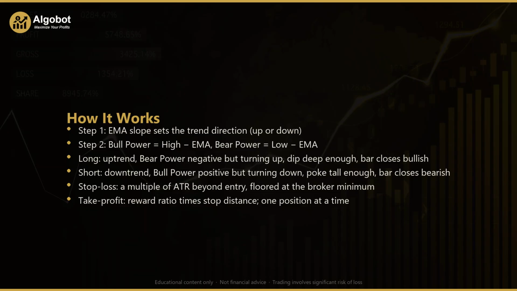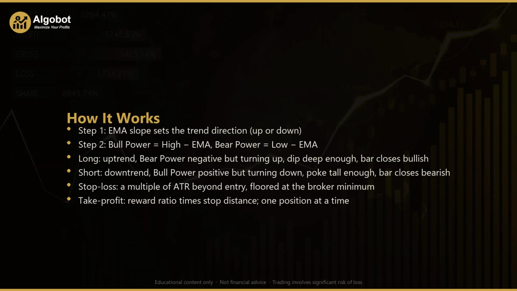The second step is the Elder Ray reading. Bull power is defined as the bar's high minus the EMA, which is how far buyers pushed price above the mean. Bear power is the bar's low minus the EMA, which is how far sellers pushed price below it. In a healthy uptrend, bear power normally sits below zero because each bar's low dips under the average. The key insight is what happens on a pullback.